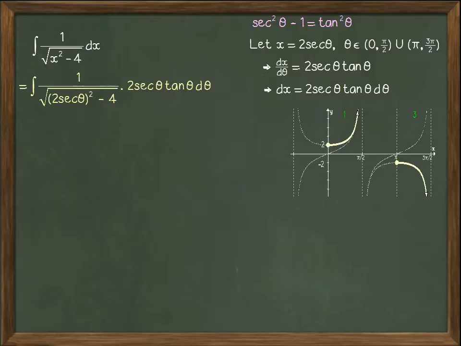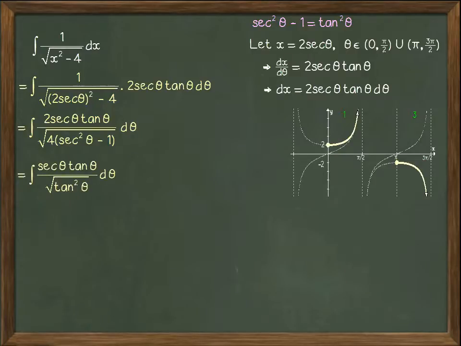When I square 2 sec theta, it gives me 4 sec squared theta, and 4 is therefore a common factor inside my square root. If I take the 4 outside of the square root as 2 and cancel it with the 2 in the numerator, then sec squared theta minus 1 in my square root can become tan squared theta.